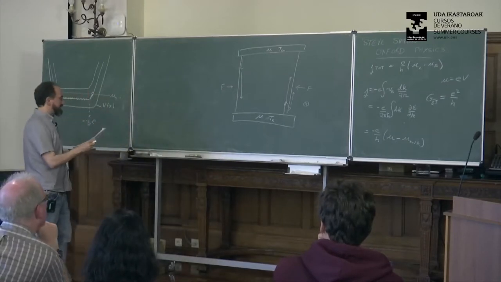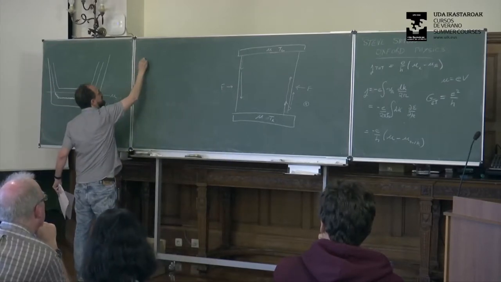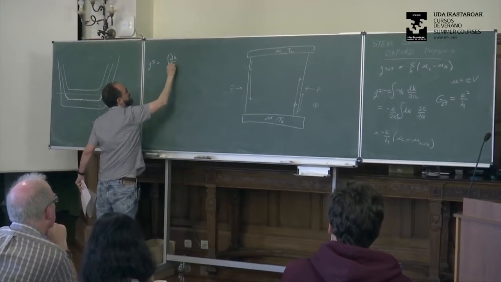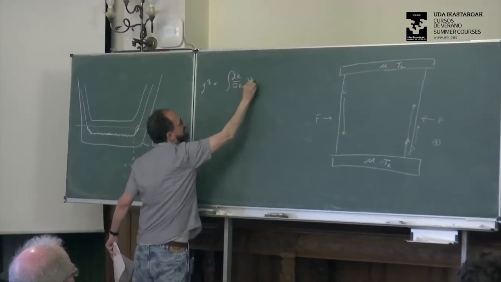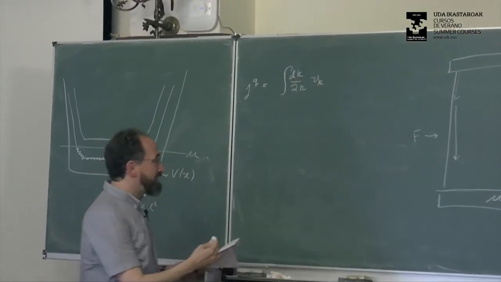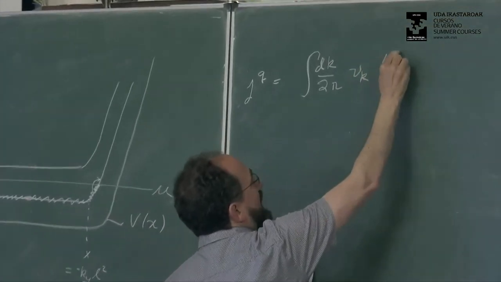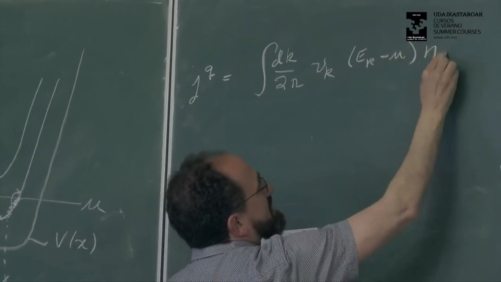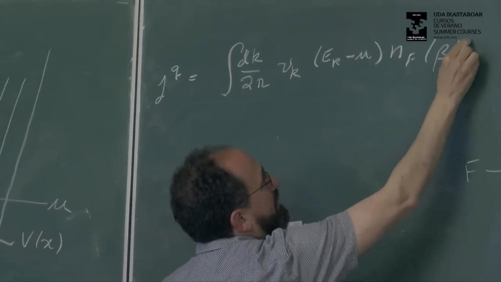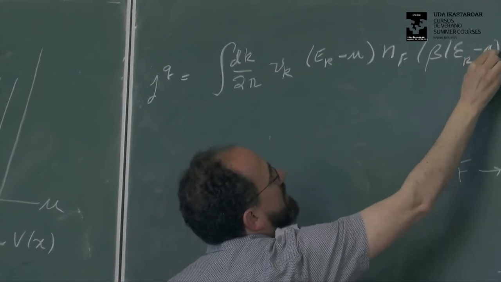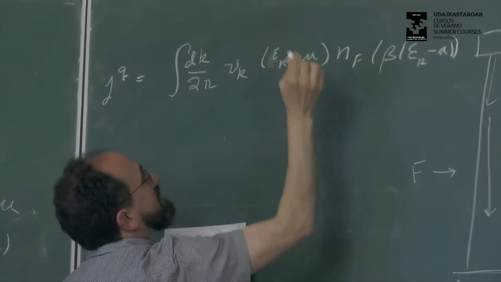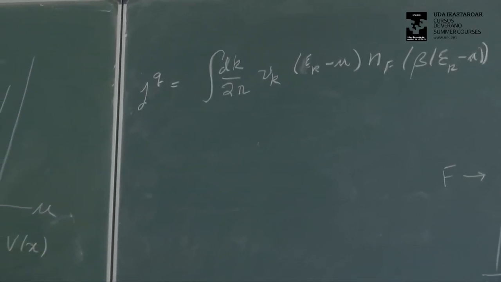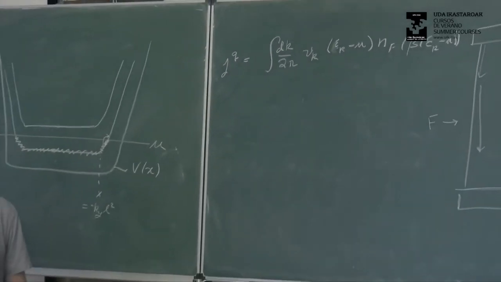It's actually very similar. The total thermal current, J_Q, is the same integral dk over 2 pi, the velocity of each eigenstate, v_k, and then the energy of the eigenstate, because we want to know how much energy it is carrying, so that's E_k minus mu, and then how occupied it is, the Fermi occupation factor of beta (E_k minus mu). Use epsilon, E_k, like this. And that gives us a formula for how much heat is carried by a quantum Hall edge.